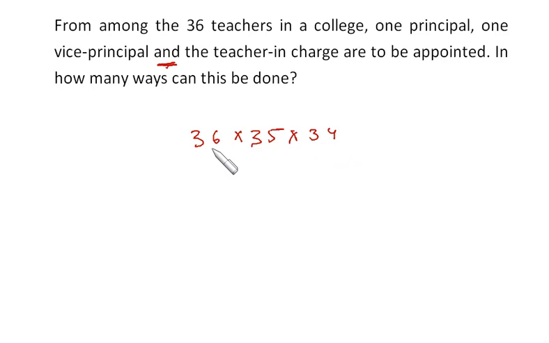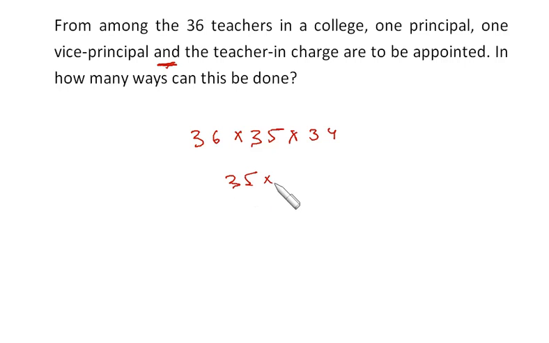Now this has to happen and this has to happen and this has to happen. That means all the three events are to happen, one principal and one vice principal and one teacher in charge. So 36 into 35 into 34, that is your answer. You can multiply, I just concentrate on the concept. So this is your answer.